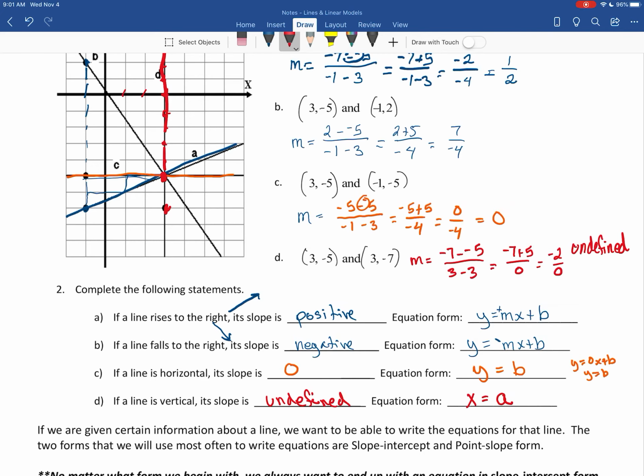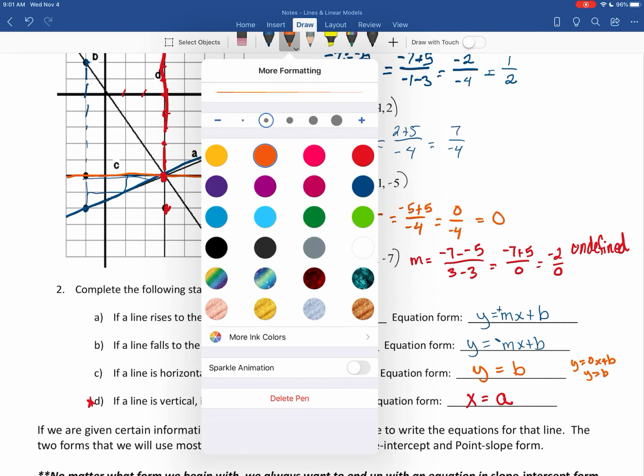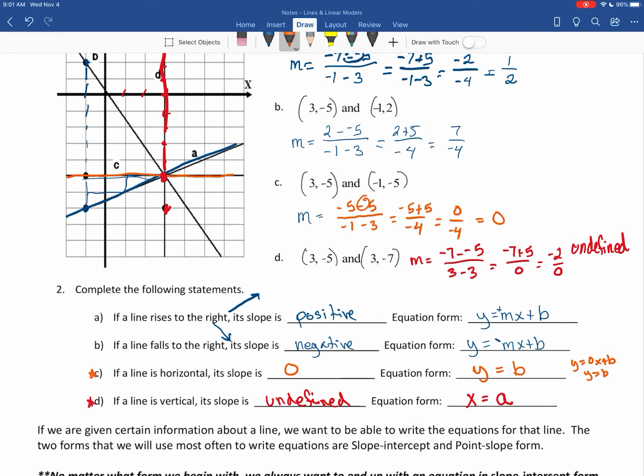It's just x equals whatever x value happens to be there. So those are the two specific ones that we want to make sure we keep straight: the difference between undefined slope and vertical lines, and 0 slope and horizontal lines. Those are easily confused, so that's something we want to watch for as we move on.